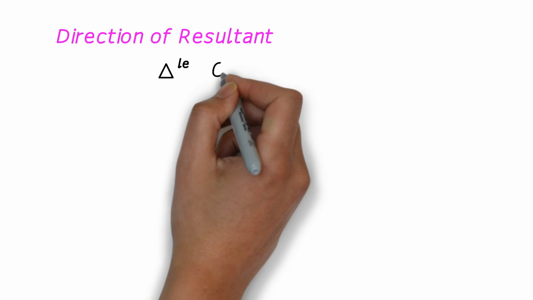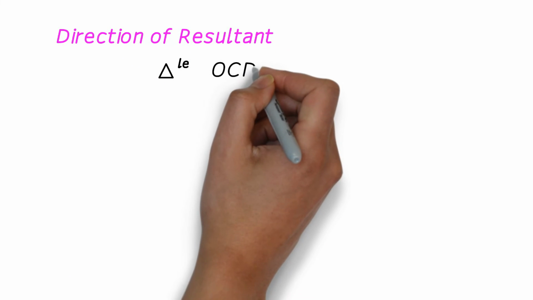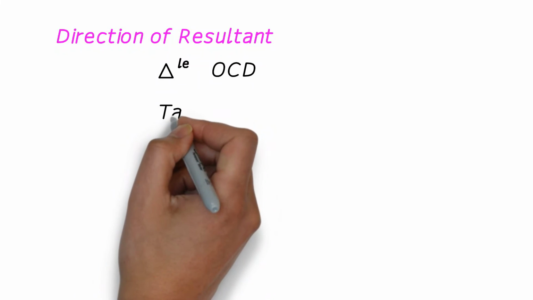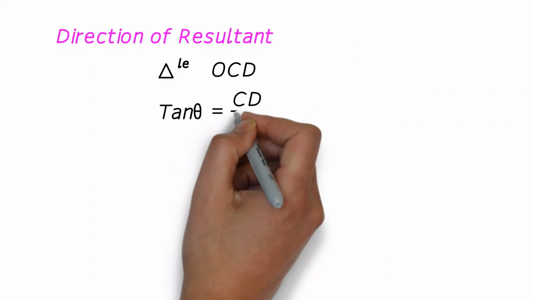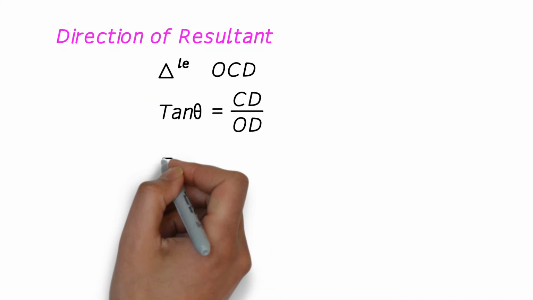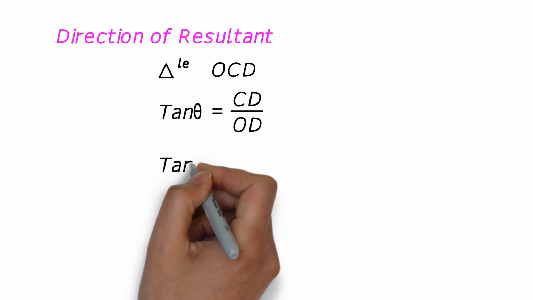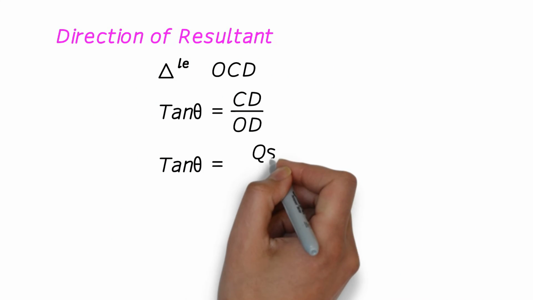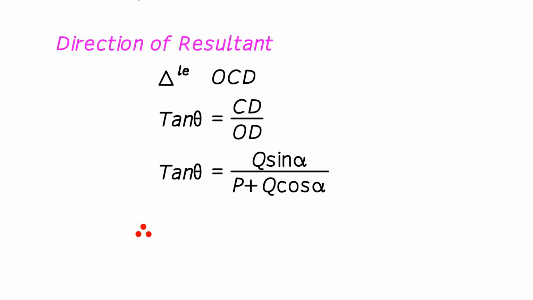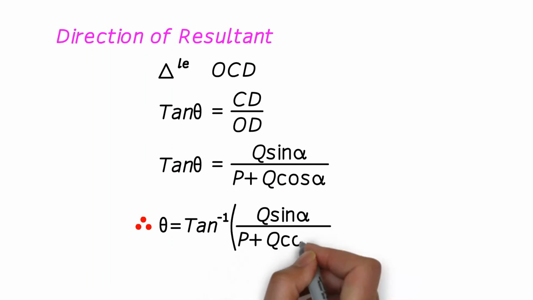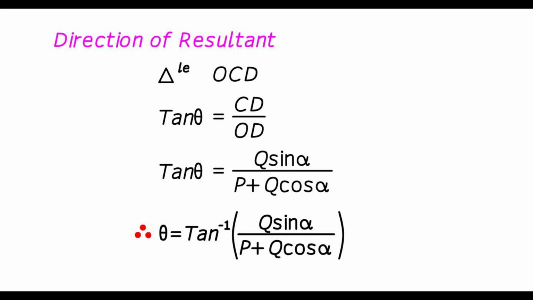Coming to the direction of the resultant, consider the triangle OCD. Tan theta is equal to opposite side by adjacent side. Tan theta is equal to CD by OD. We will substitute CD as Q sin alpha and OD as P plus Q cos alpha. Then theta is equal to tan inverse of Q sin alpha by (P plus Q cos alpha). This theta represents the angle or the direction of the resultant.